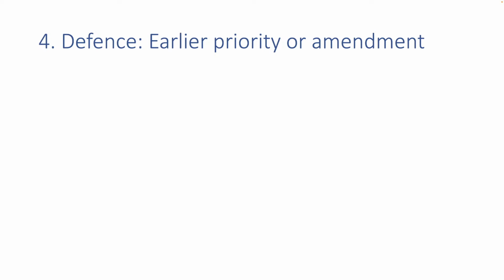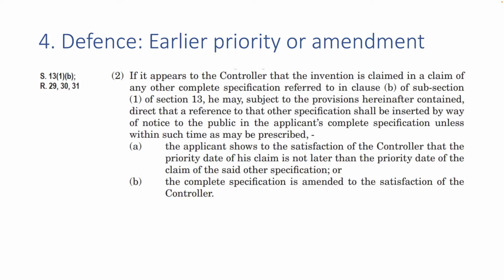In that case, again, the defense comes down to the two things that we already mentioned in case of a normal anticipation under Section 13. You could argue that your priority is earlier, or you could amend the application. And you have those two options here. The applicant shows to the satisfaction of the controller that the priority date of his claim is not later than the priority date, which is either at the same time or before, or the complete specification is amended.